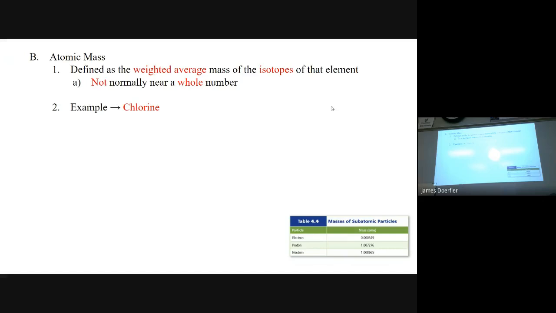And a good example to look at is chlorine. Chlorine only has 2 isotopes. We've got chlorine-35, which makes up about 75% of the relative abundance of all known chlorine atoms, and chlorine-37, which makes up the other 25% of the known chlorine atoms.